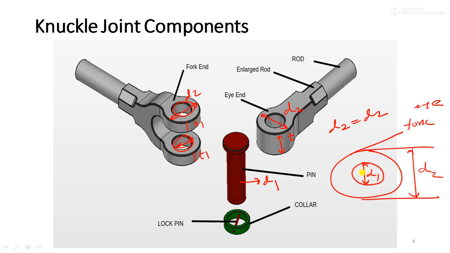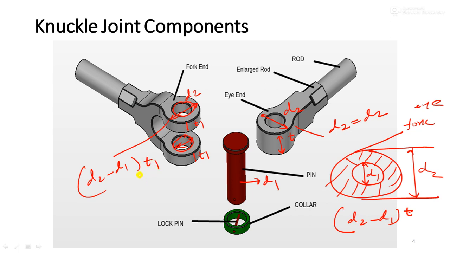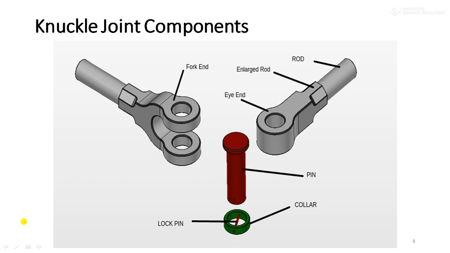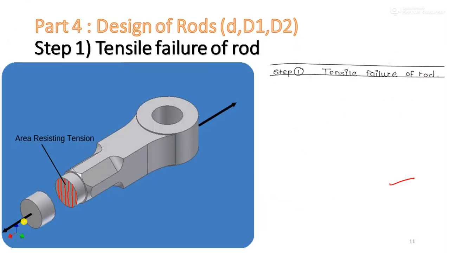If I want to calculate the area resisting the tensile as well as the shear failure, which we will understand later on, normally this area will be equal to D2 minus D1. If it is an eye, it will be D2 minus D1 into T. If it is a fork, it will be D2 minus D1 into T1. So to calculate that area for tensile as well as shear failure for the eye as well as the fork, D2 minus D1 is common, right? But T1 and T will change because thickness is changing. Remember this for further analysis. I hope it is clear to all of you.